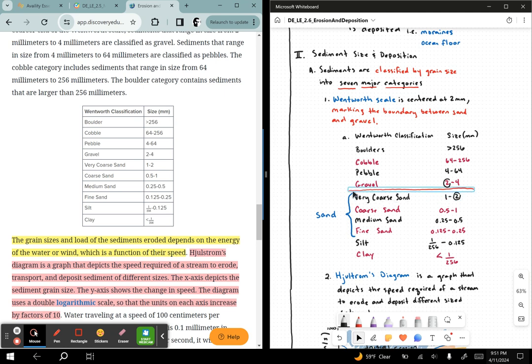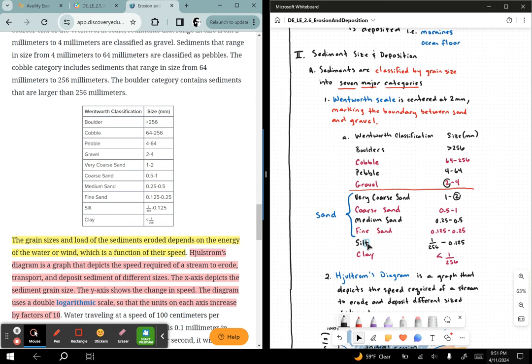Otherwise, from that, it's pretty straightforward. You can have different types of sand. You can have very coarse sand that is 1 to 2 millimeters in size. You can have coarse sand that is a little smaller, 0.5 to 1 millimeters. You can have medium sand, which is 0.25 to 0.5 millimeters. You can have very fine sand, which is 0.125 to 0.025 millimeters.